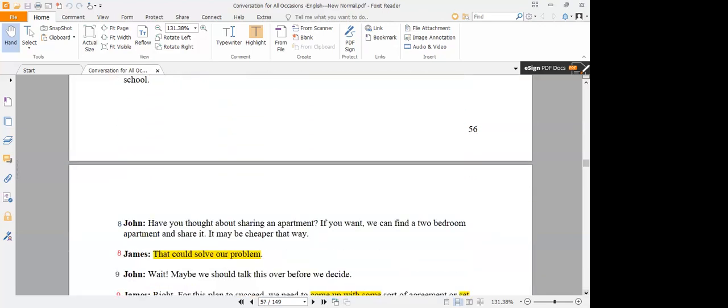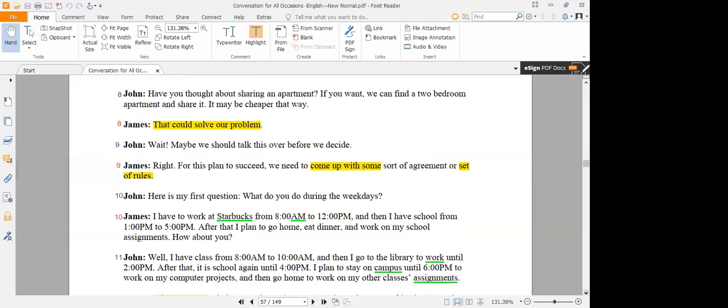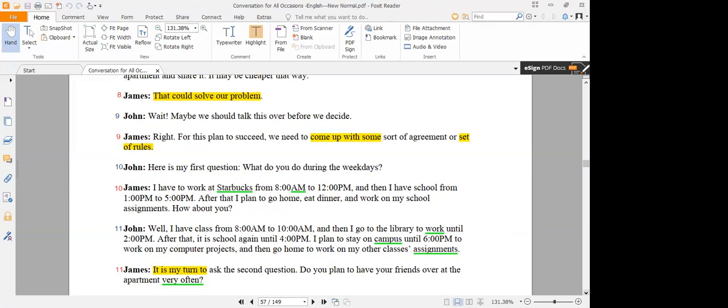Have you thought about sharing an apartment? If you want, we can find a two-bedroom apartment and share it. It may be cheaper that way. That could solve our problems. Wait, maybe we should talk this over before we decide. Right. For this plan to succeed, we need to come up with some sort of agreement or set of rules.